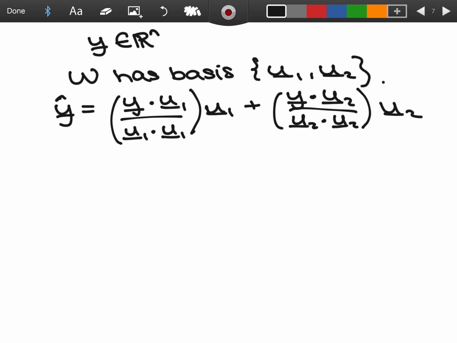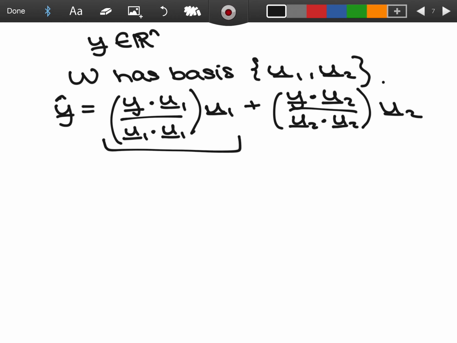Now, if we go back to what we did in 6.2, again y hat was the projection of y onto W. It was the closest point to y that was actually in W. But W in 6.2 was only spanned by one vector. It was a 1-dimensional space, so we only had this first term. There were no additional terms. So what we said was that it was the projection of y onto the 1-dimensional space.